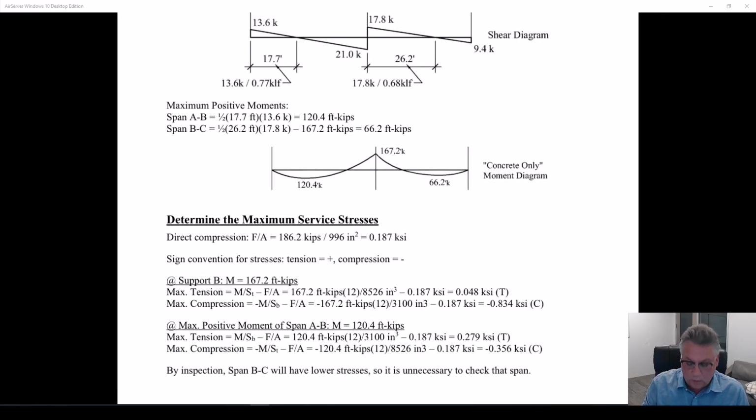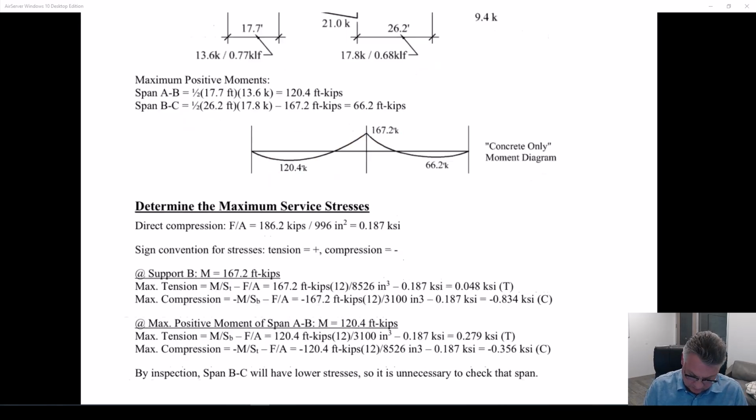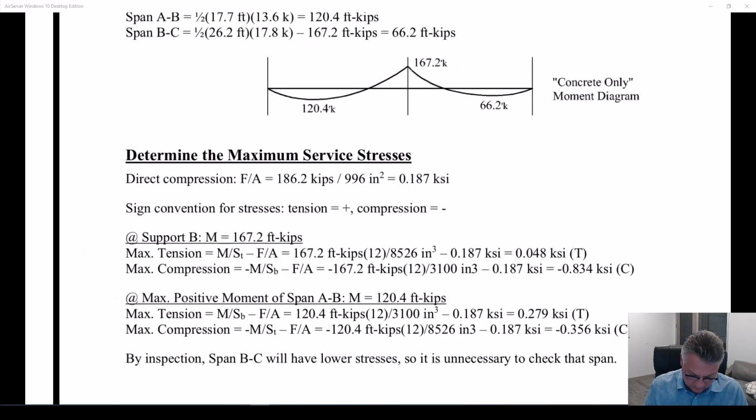Now you might think, well, I looked at the maximum moment, I'm done. How could anything ever get worse than the maximum moment? Well, that's what I'm here for. You're always going to have to find the maximum negative moment and the maximum positive moment if you want to find the maximum stresses. We'll talk about why that is in just a second.